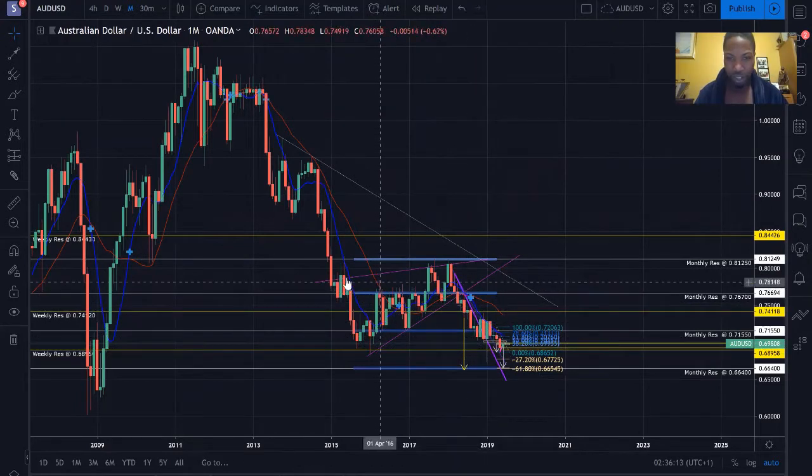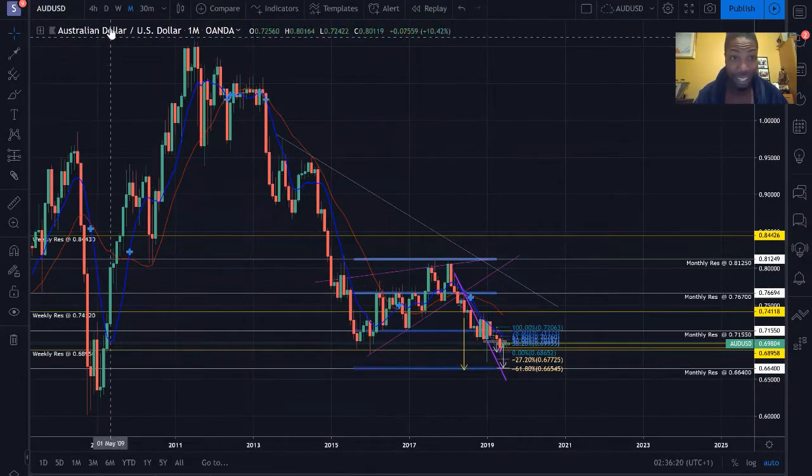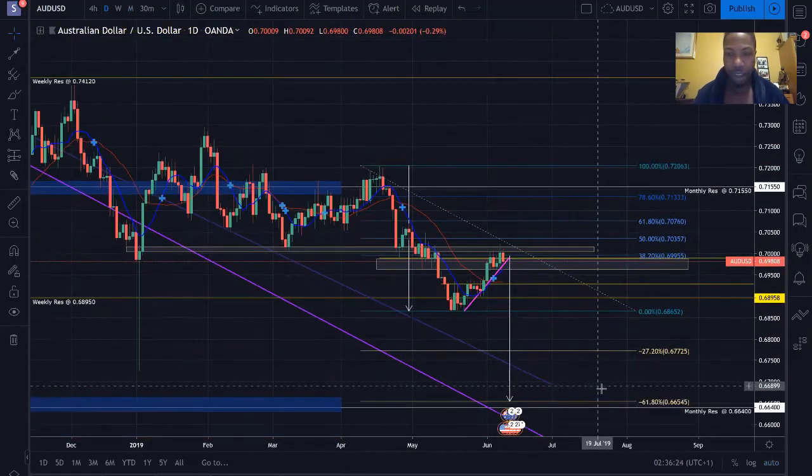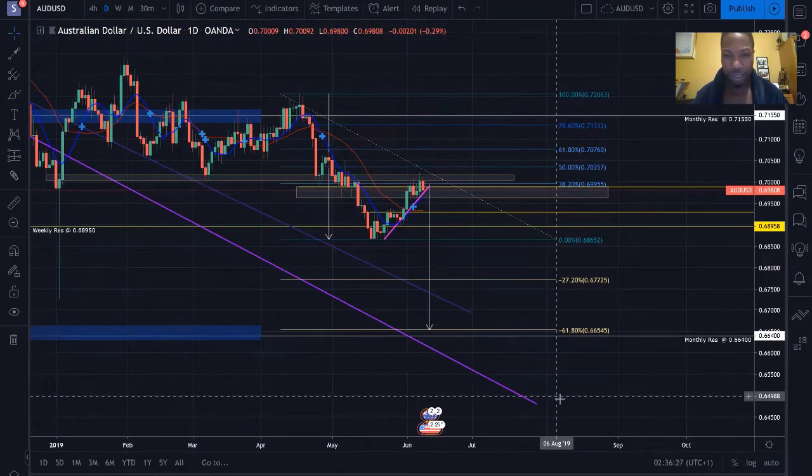So as you can see, since then we have, in fact, drove down. All I did was measure the mouth of the rising wedge and had this arrow coming down towards my monthly. So I believe that we're now at that point where we're going to have our last final push down towards 0.66.